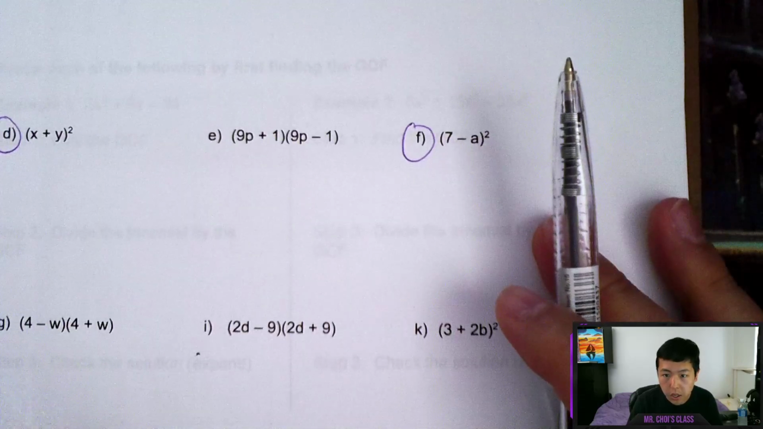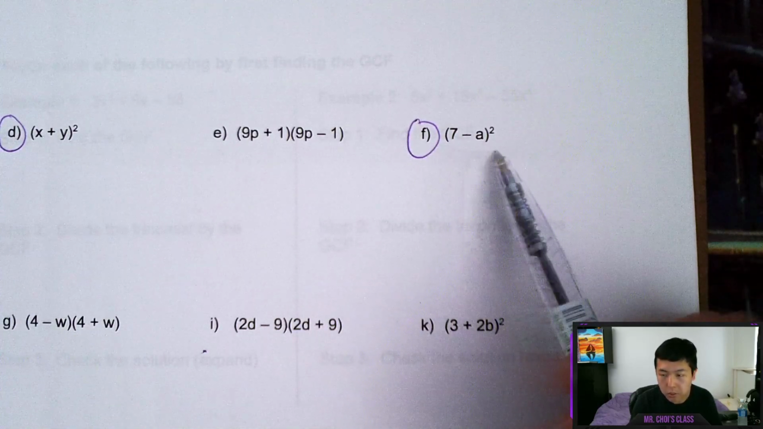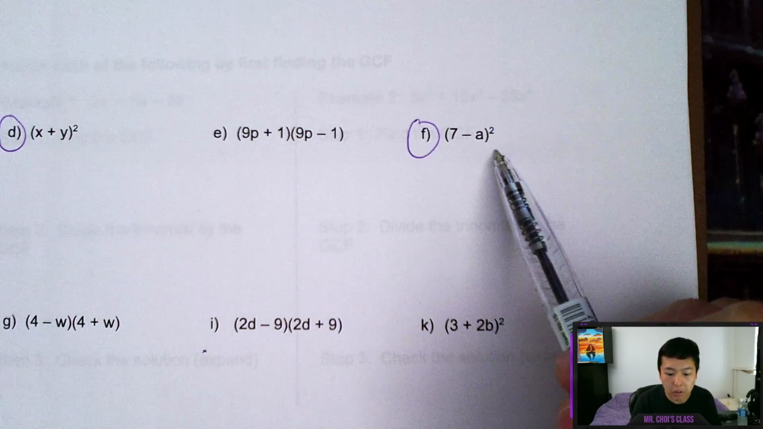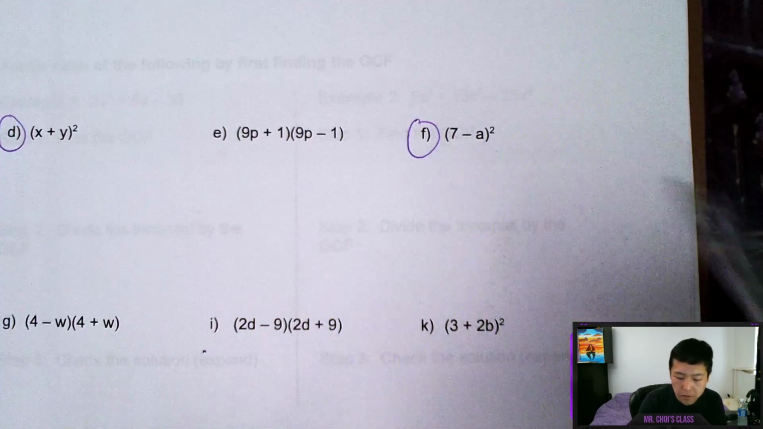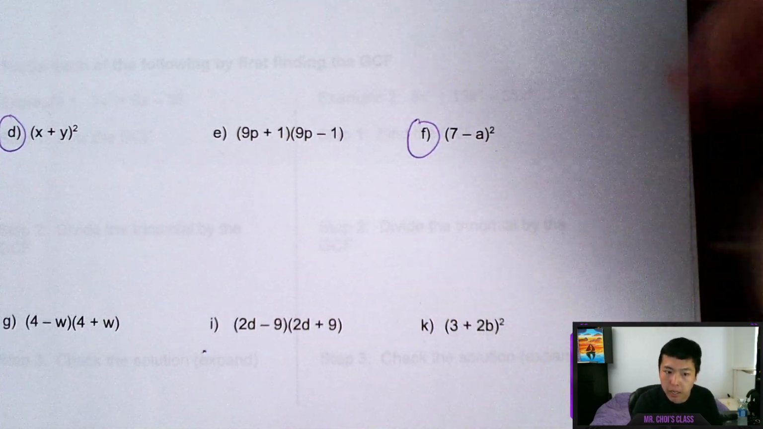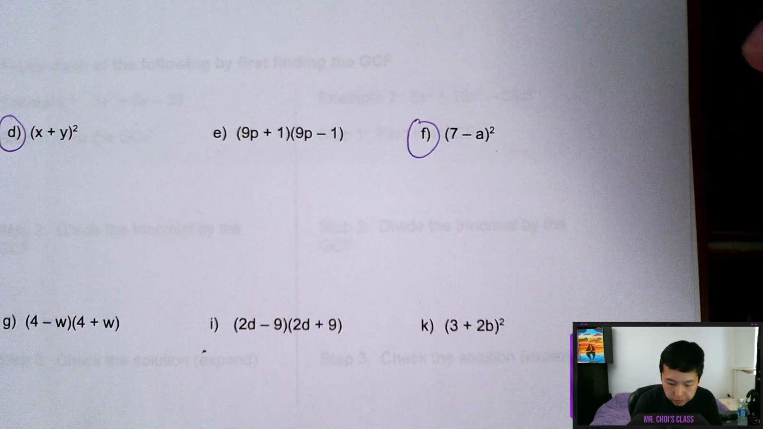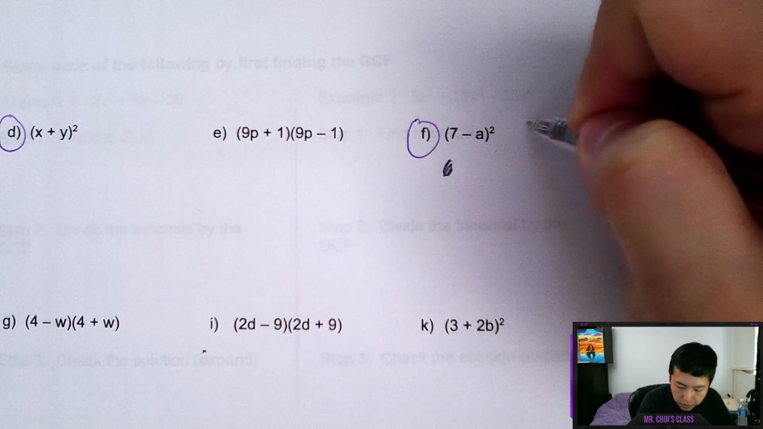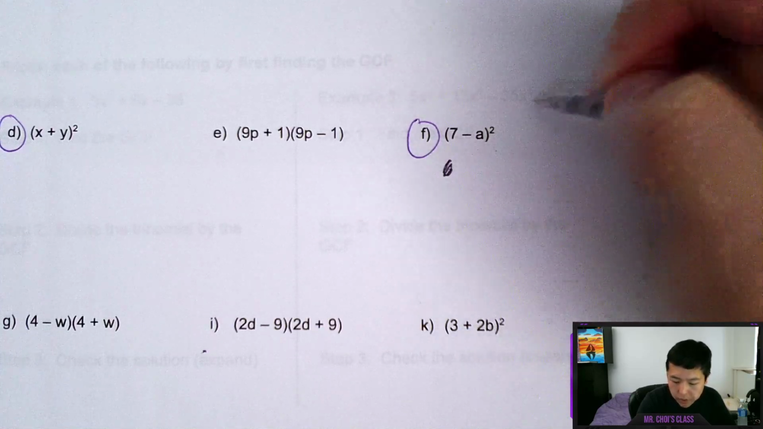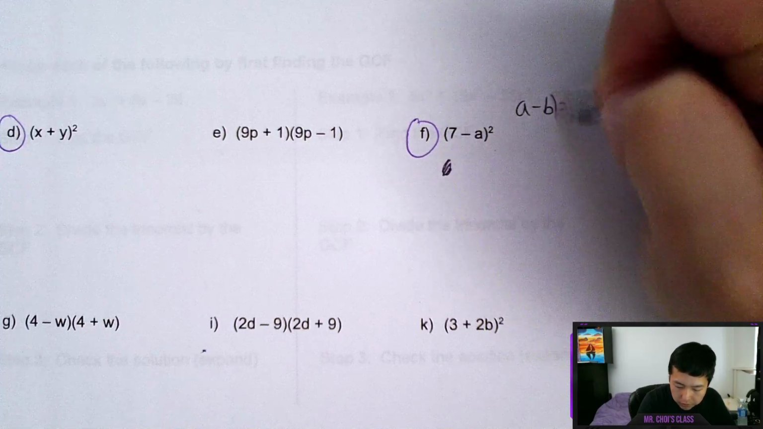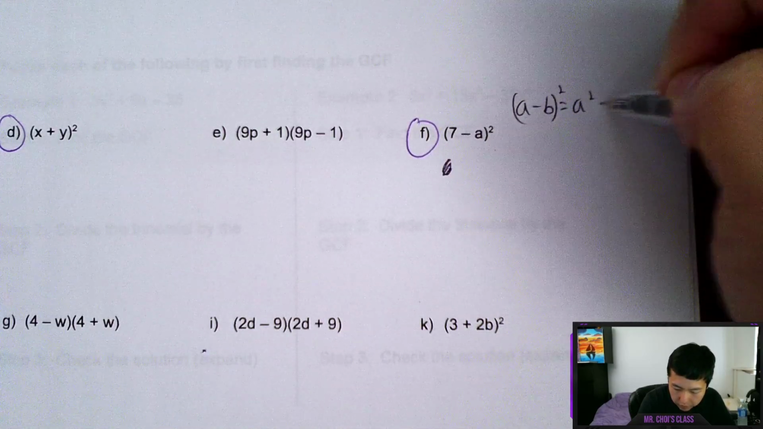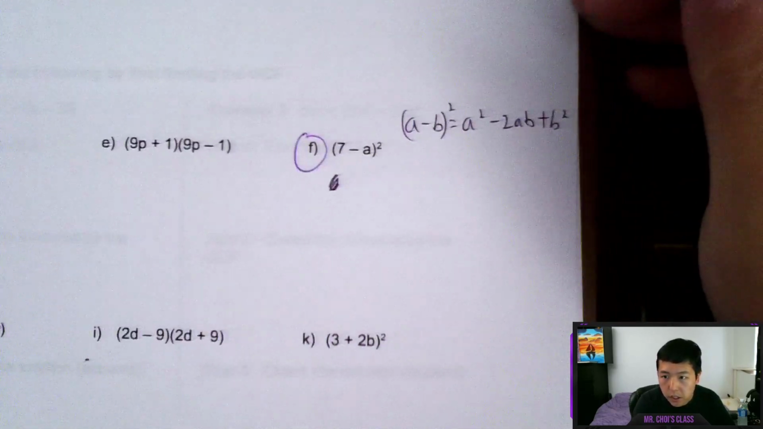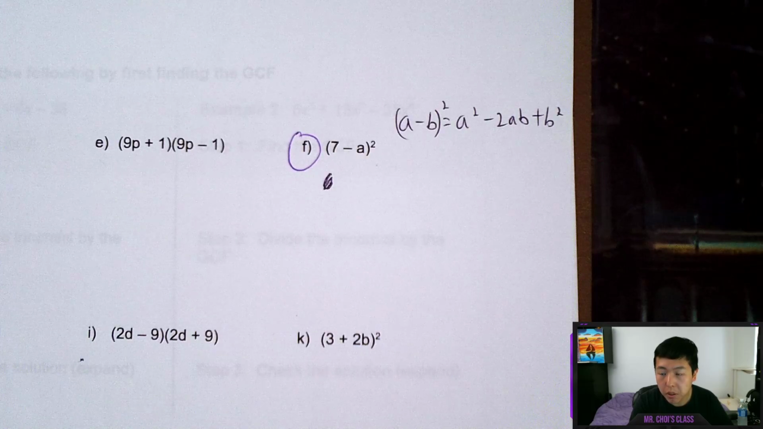7 minus a, squared. So if you ever see it written out like this, you should immediately know, hey, that's a special square. That's a special product, right? Because it's (a minus b) squared. Let's write it out here. We get a squared minus 2ab plus b squared.